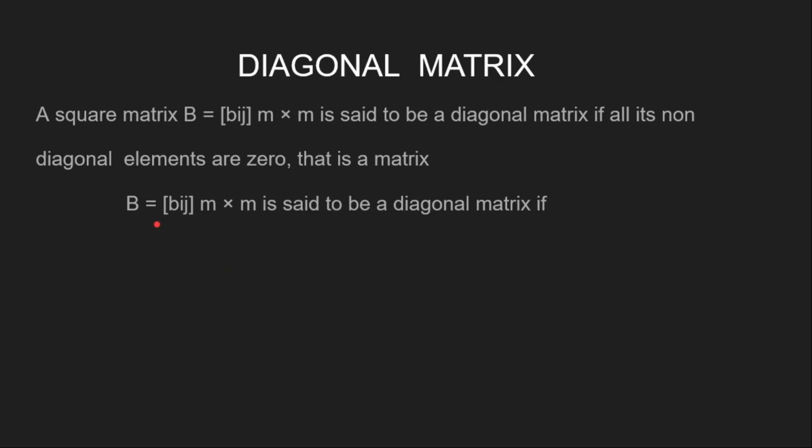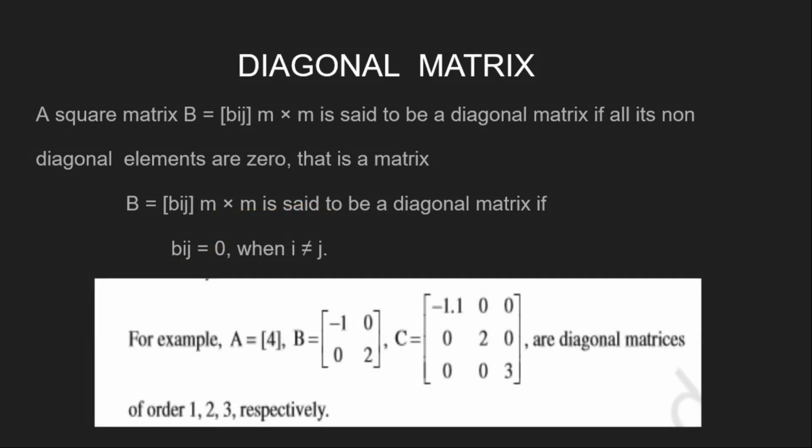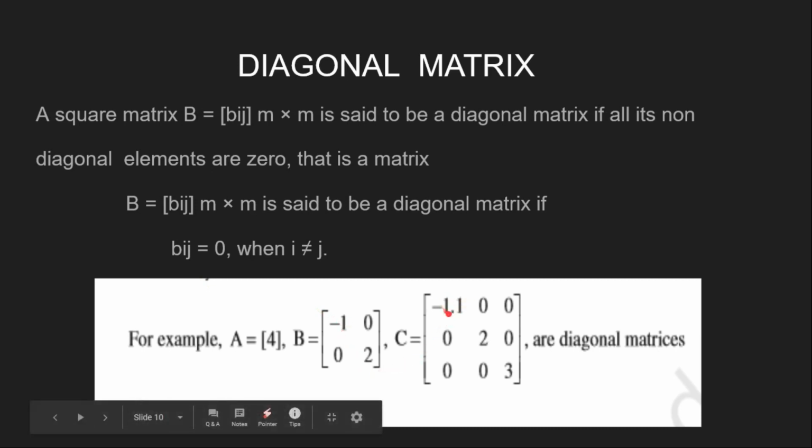So suppose you have any matrix B, said to be a diagonal matrix if b_ij, where i is the row and j is the column, is equal to 0 when i and j are not equal. Let's see the example first of all, guys. As you are seeing here, these are the diagonal elements, and all the non-diagonal elements are 0 here, this one and this one. So all the elements are 0, so you can say that it's a diagonal matrix.